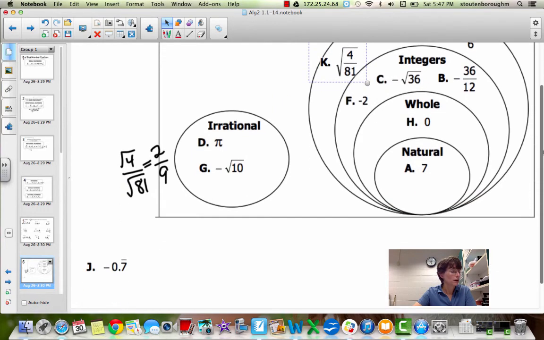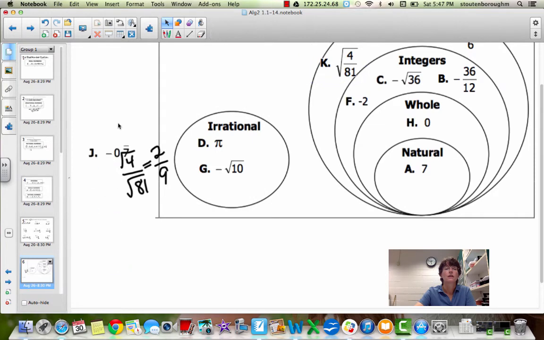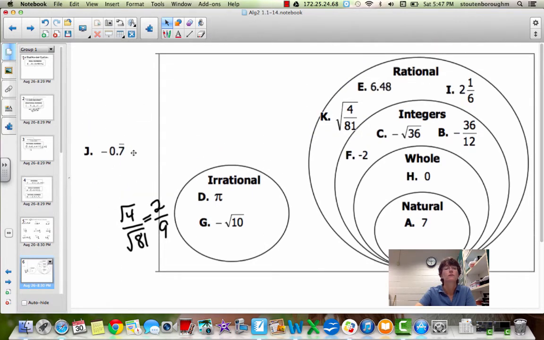We got one more hiding under here, the negative 0.7, and notice that the 7 has a bar over it. That means it repeats. So it looks like it might be one of those irrational numbers, but because it has a pattern to it, we can put it in the rational category. Okay?